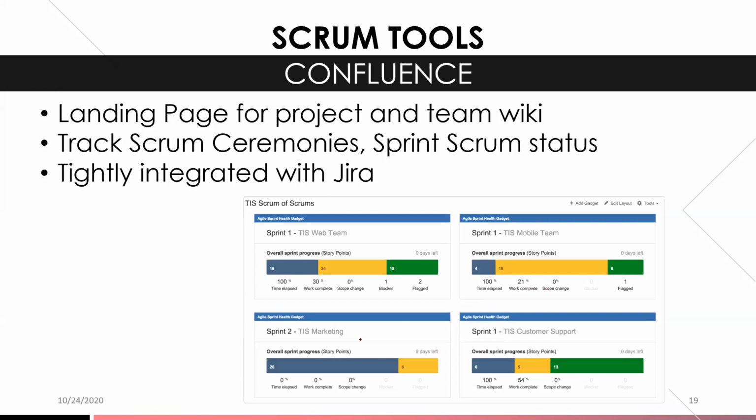So again, the Scrum Master, product owner, and the team, you want to move your stories from to do to in progress to testing to done, so that you can actually show the true progress of the team.